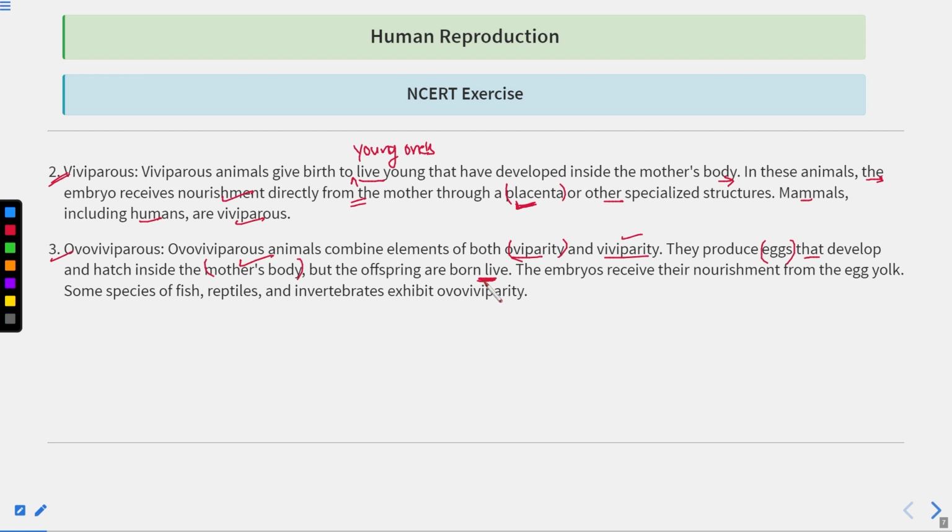Clear? So eggs are laid and they hatch inside the mother's body. They are not released. What is released from the body? The offspring, the young ones. Now the embryo receives its nourishment from the egg yolk. Examples include some species of fishes, reptiles, and invertebrates, which exhibit ovoviviparity. Clear?